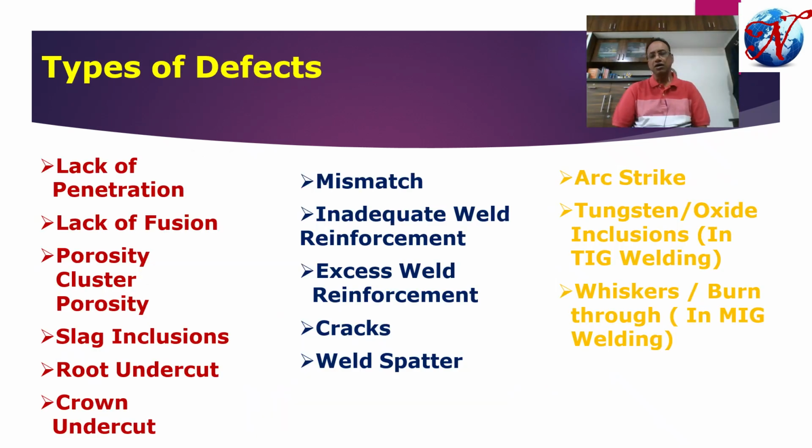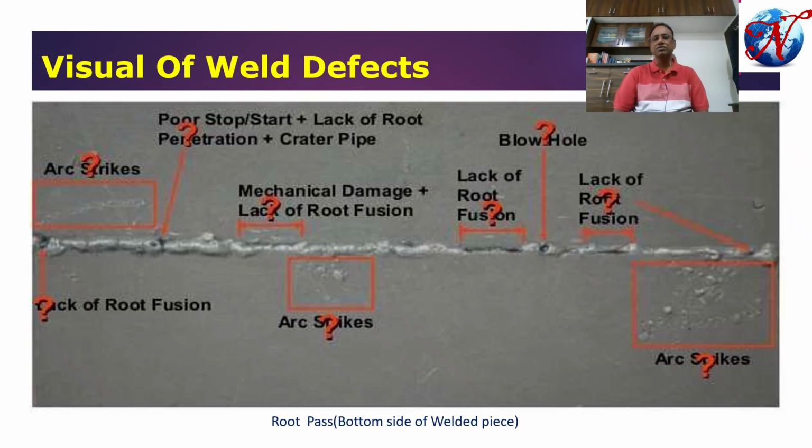During this stage of the welding process, there are different types of welding defects, which can be identified by radiographic operation, like lack of penetration, lack of fusion, porosities, slag inclusion, root undercut, crown undercut, inadequate weld reinforcement, mismatch, excess weld reinforcement, weld spatter, arc strike, burn through, and tungsten inclusion in case of the GTAW welding process. We can see here visually how they appear, that is the porosity, crack, lack of fusion, burn through, arc strikes, the types of defect which can be visually identified.